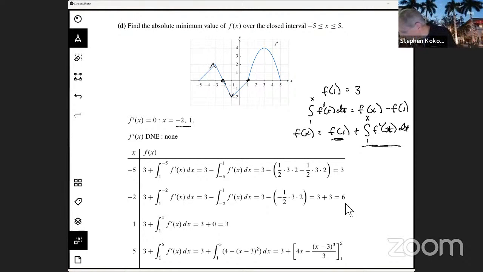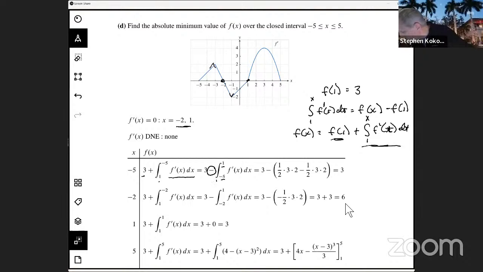So all right, what's f of minus 5? Well, f of minus 5 is f of 1 plus the integral from 1 to minus 5 of f prime of x dx. I've used an x in there because there aren't any other x's or t's in this expression. I'm going to use a property of definite integrals here. I'm going to reverse the bounds.